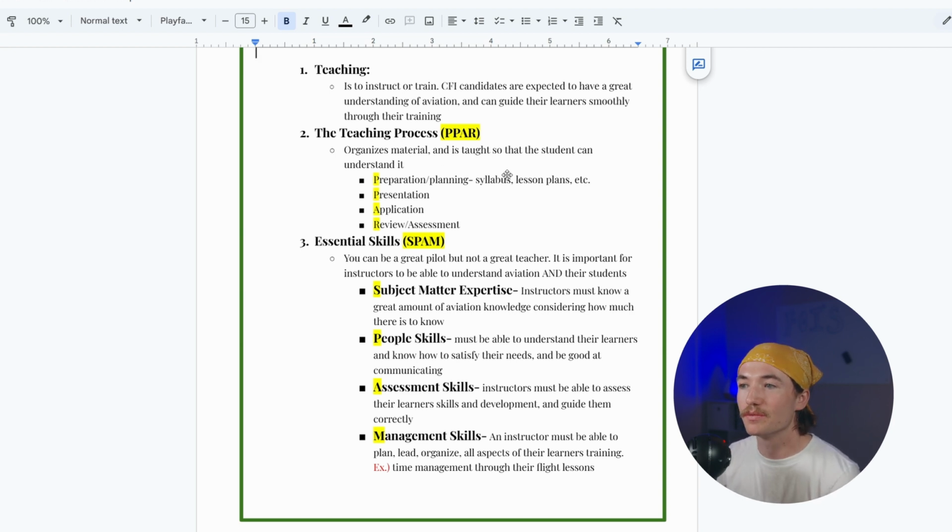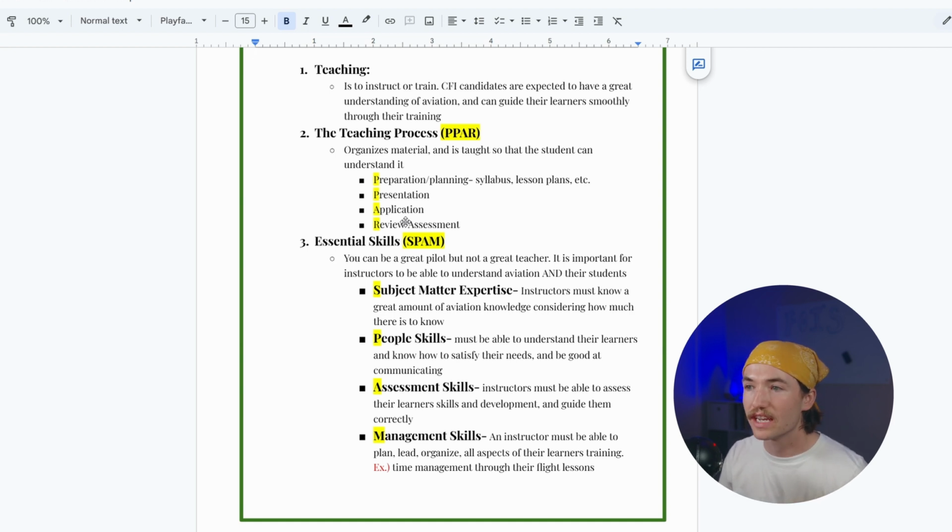Number 2, we have the teaching process, PPAR. This is the acronym that everyone basically uses. I didn't make it up in any way. It's from these references in here. So it's proven that it works. Basically, this is for organizing material and is taught so that the student can understand it. So the first P is going to be preparation or planning. This is when you put together your syllabus, lesson plans, anything else that you're preparing before you present it.